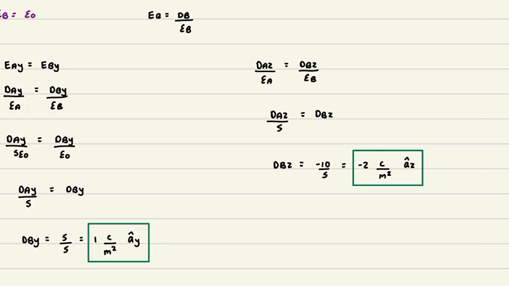So we start from D sub AZ over epsilon A is equal to D sub BZ over epsilon B. Doing the same thing as before, we know that D sub AZ over 5 is equal to D sub BZ. From the given D sub A of the problem, the z component is negative 10 coulombs per meter squared. So that gives us that D sub BZ is equal to negative 10 over 5, which equals negative 2 coulombs per meter squared in the z direction.